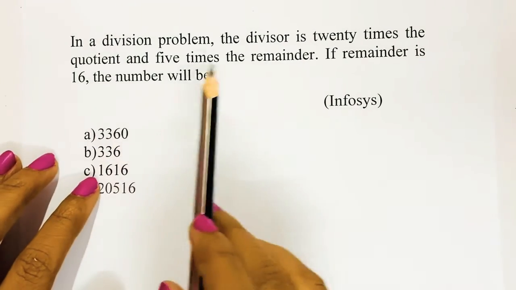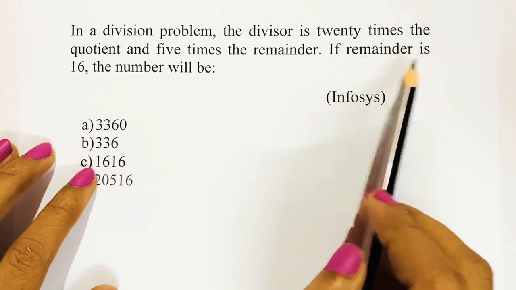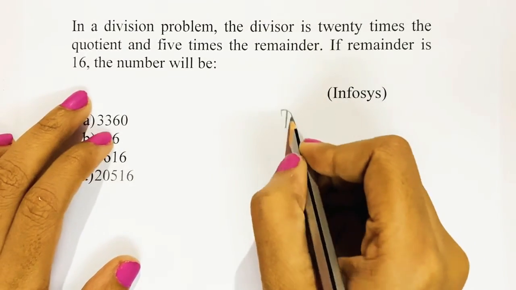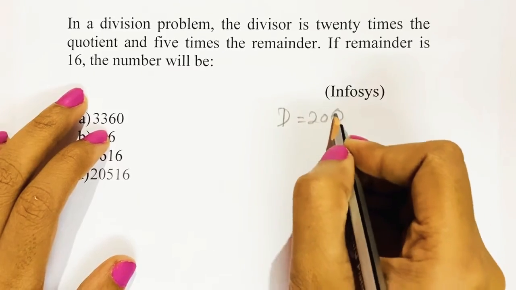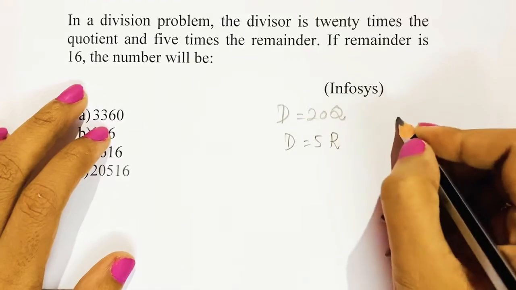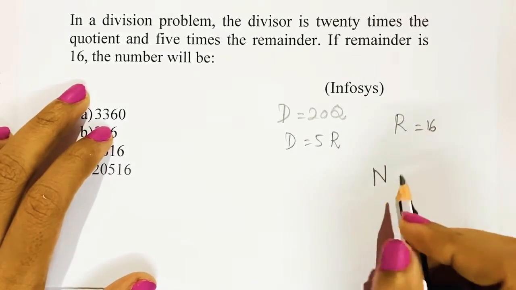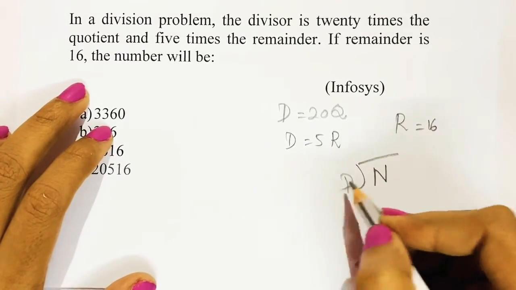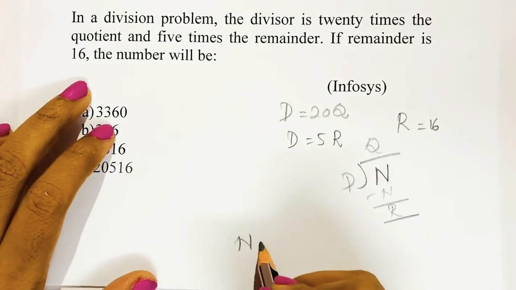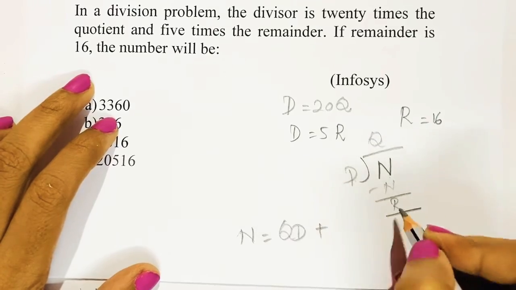In a division problem, the divisor is 20 times the quotient and 5 times the remainder. If the remainder is 16, the number will be... It is said that the divisor is 20 times the quotient and 5 times the remainder. If the remainder is equal to 16, they are asking for the number. We know that the number is equal to quotient times the divisor plus the remainder.